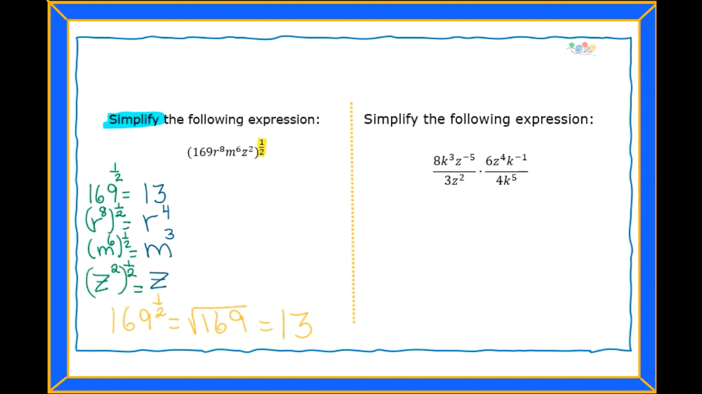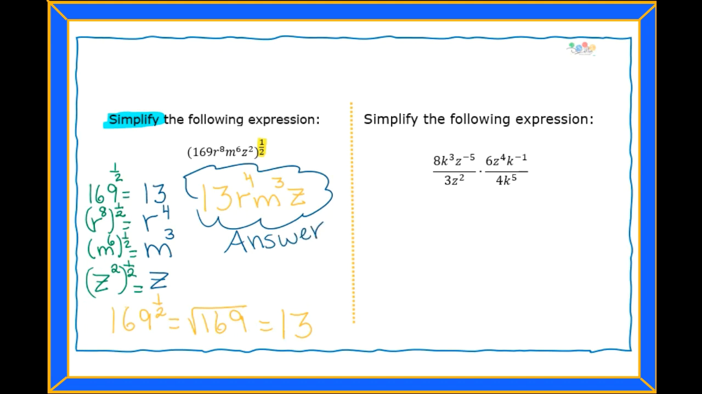Now, I don't need to put a 1 for the z to the first power. We can just leave it like that. Therefore, my answer will be 13, r to the fourth, m to the third, and z. And this will be my answer. Okay? Let's go on to the next one.